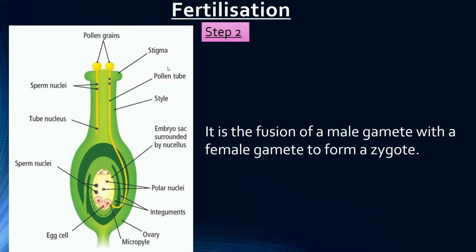Step 2, fertilization. It is the fusion of a male gamete with a female gamete to form a zygote. Children, this is the most important step in plant reproduction. How does it happen? I am going to tell you.